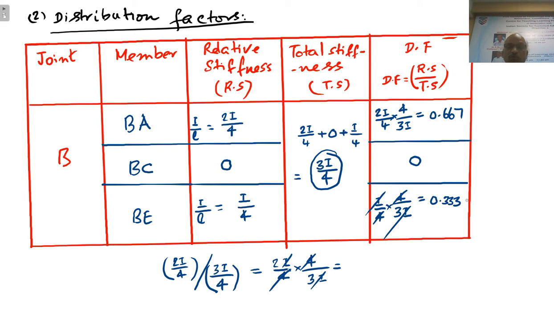Now when the distribution factors of all members at a joint B are summed up, the sum will always be equal to 1. Therefore 0.667 plus 0.333 is 1.0. That is the sum of the distribution factors at a joint, and it has to be checked before proceeding further. So that is about the calculation of the distribution factor, only for one joint.